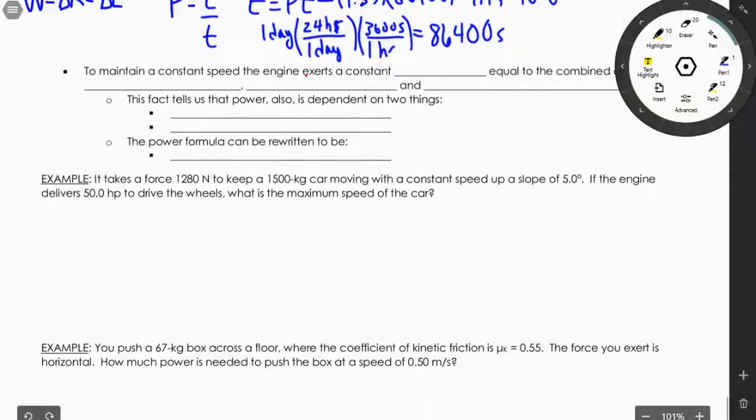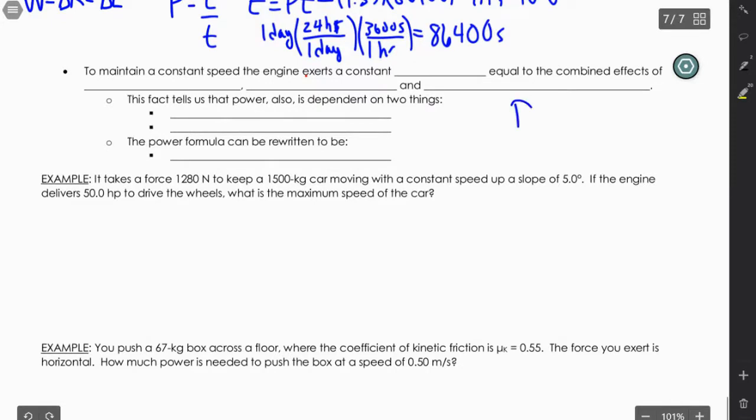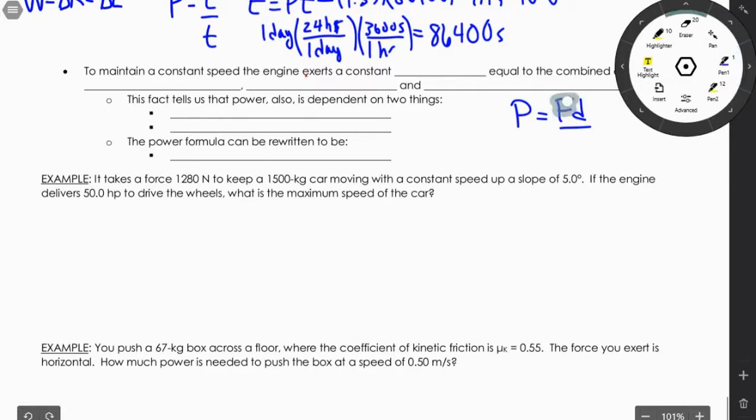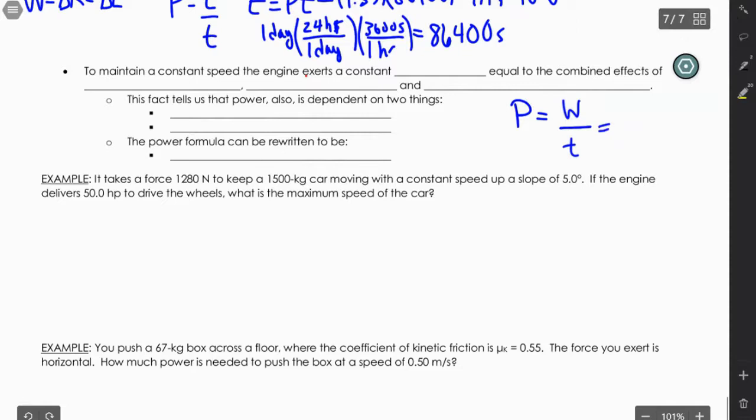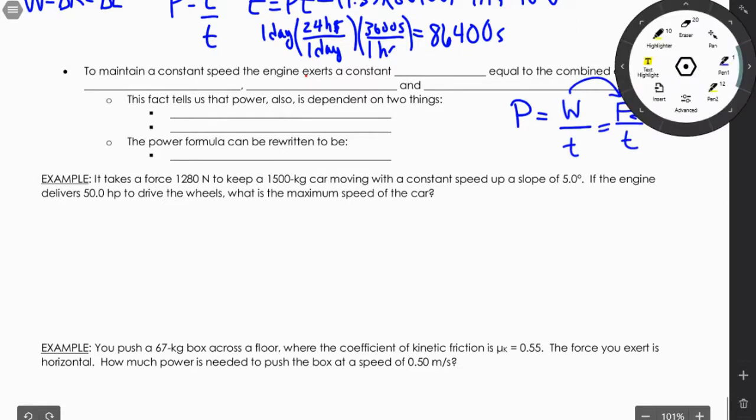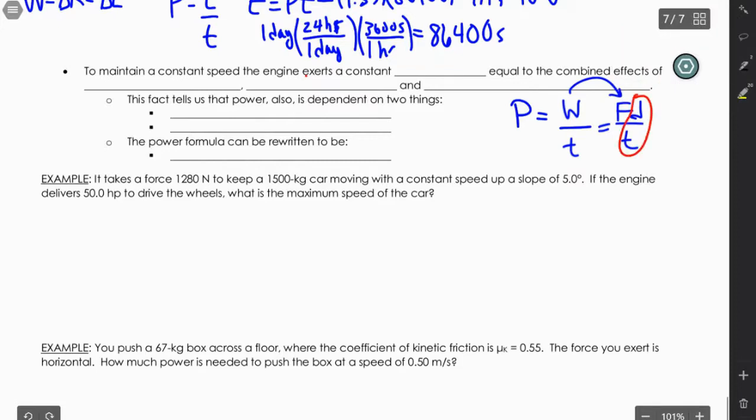Now, one thing about the power equation. If I look at power, we know it's work over time, but it's also force times distance over time, if we substitute in the work equation. But also note this: if you remember way back in what amounts to the second half of unit 1, distance over time is speed. So power is also force times speed.